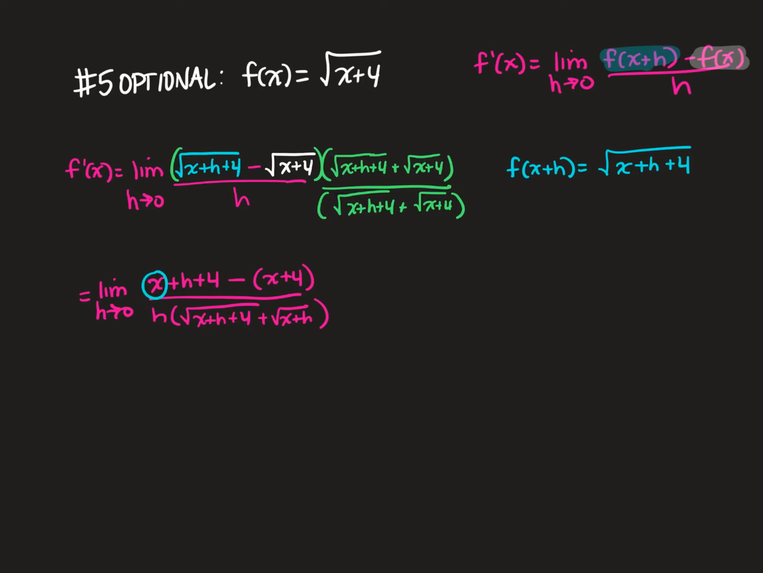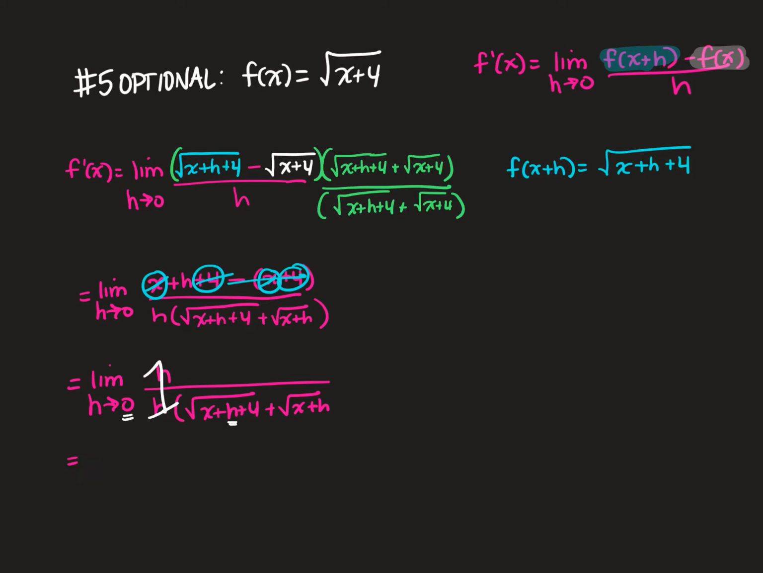Once again, I know that x minus x is 0. I know that 4 minus 4 is 0. And I'm just left with h. So I have the limit as h approaches 0 of h over, and then I've got my big long expression in the denominator, which allows me to use that giant 1 to get rid of my h in the denominator. And at that point, that is when you can plug in 0 for h.